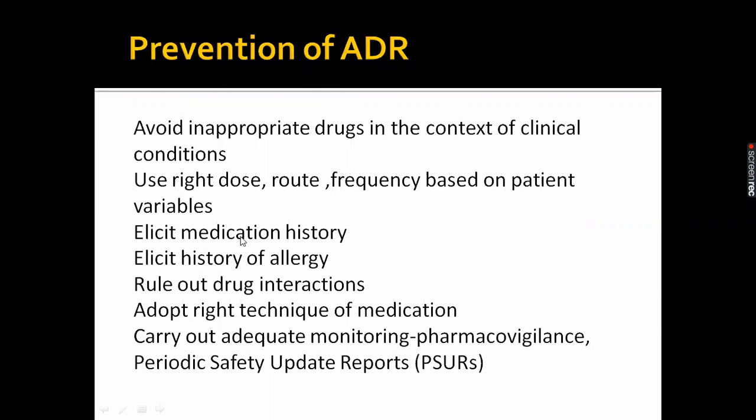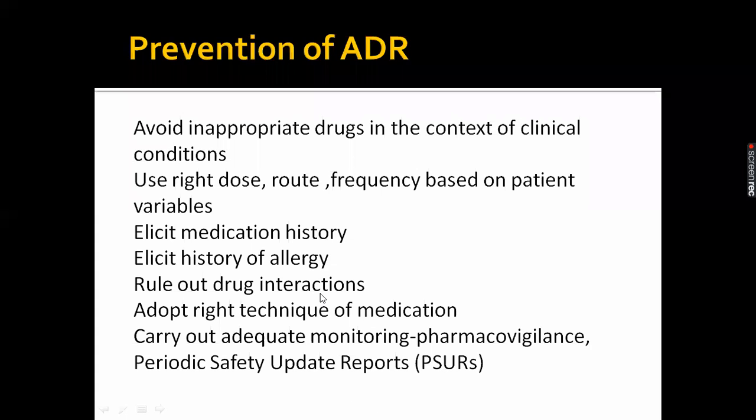Then elicit the medication history. So in the medication history, whether this drug was previously introduced to him, because if previously introduced and it has caused some reaction, it means now there will be a reaction which will be more aggravated. So elicit the history of allergy to specific medications. Some tell we are allergic to macrolides, we are allergic to penicillins. People themselves will come and tell about this. We should be patient enough to hear them.